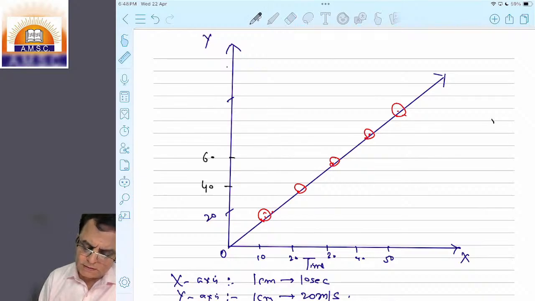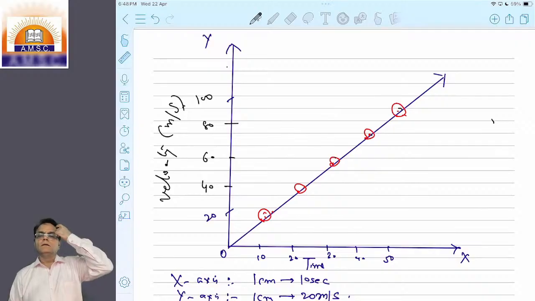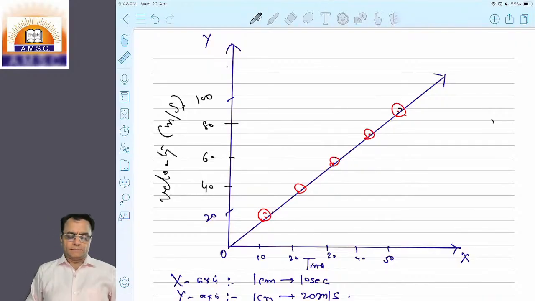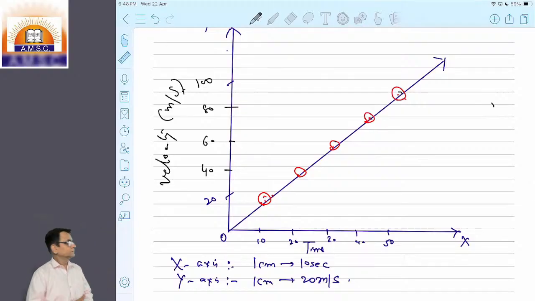Better let it be 60, let it be 80, let it be 100. This is velocity in meter per second, right? Uniform acceleration. Agreed? Now my question is to you. Can you tell me what is the formula of finding out the acceleration mathematically, analytically? What is the formula?